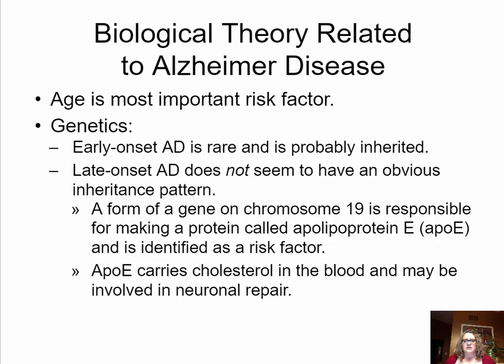So, biologic theories related to Alzheimer's disease. Age is the most important risk factor. In terms of genetic studies, early onset Alzheimer's disease is rare and is probably inherited, whereas late Alzheimer's does not seem to have an obvious inheritance pattern. They have identified a form of a gene on chromosome 19 that is responsible for making a protein called apolipoprotein E, which is identified as a risk factor. So if the patient carries that protein, then they are at an increased risk of developing late onset Alzheimer's disease.